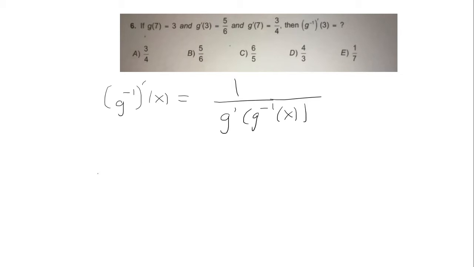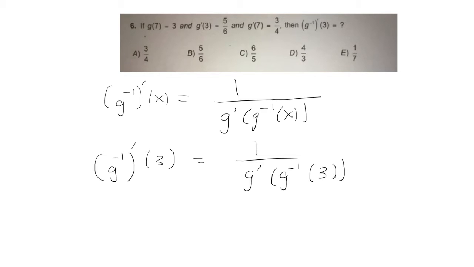So we're given function g, and we want to find the derivative of the inverse of g at x equals 3. So in general, the formula that we're going to be using is 1 over g prime of g inverse of x. In this case, x is 3, so we're going to plug that in. So you get 1 over g prime of g inverse of 3.